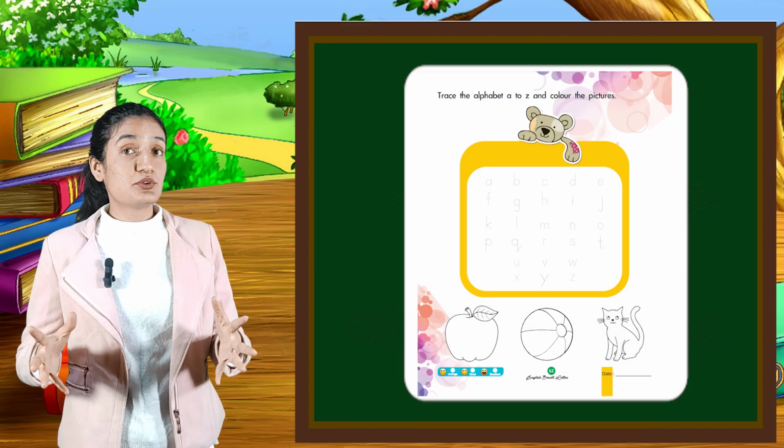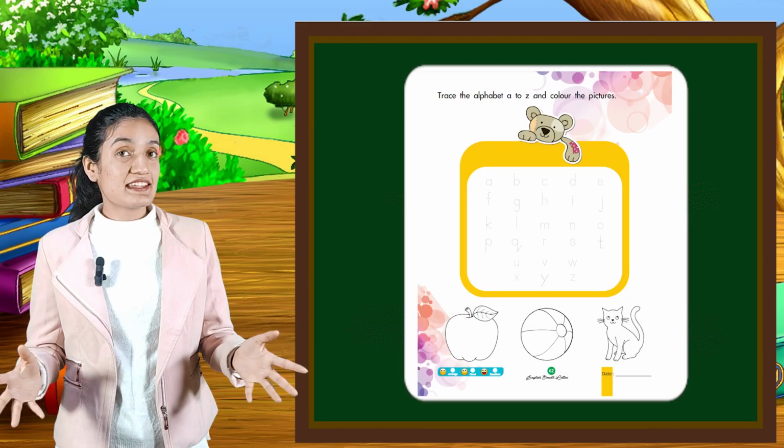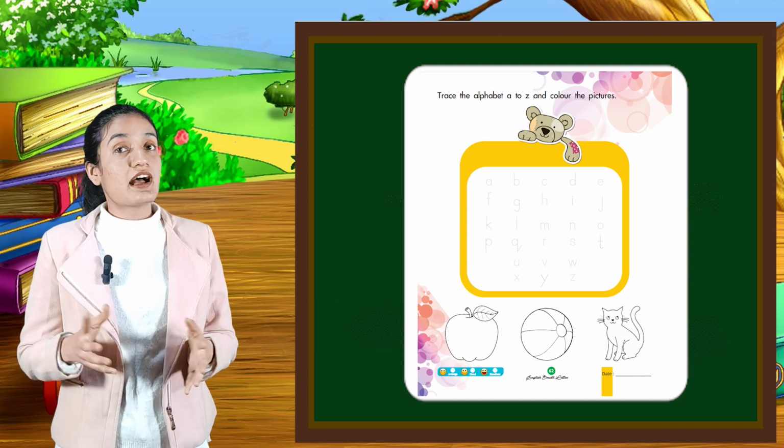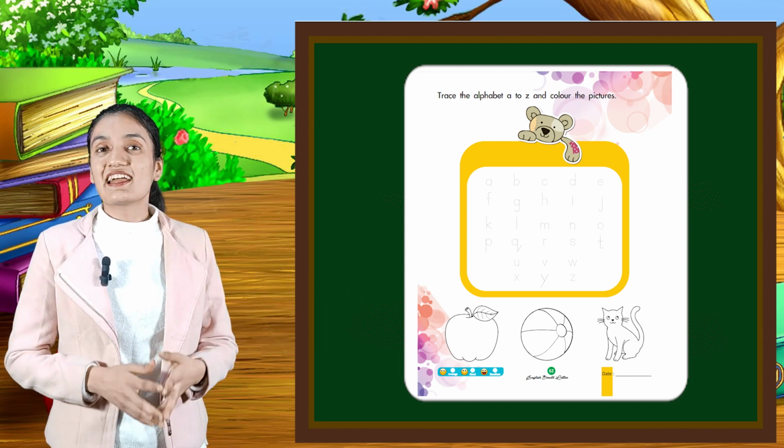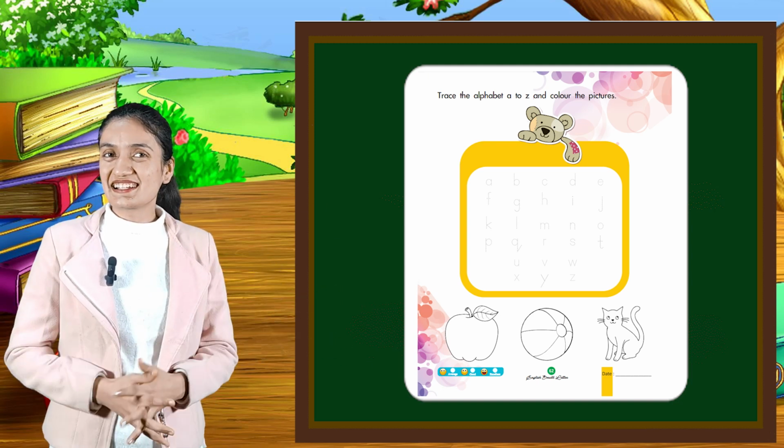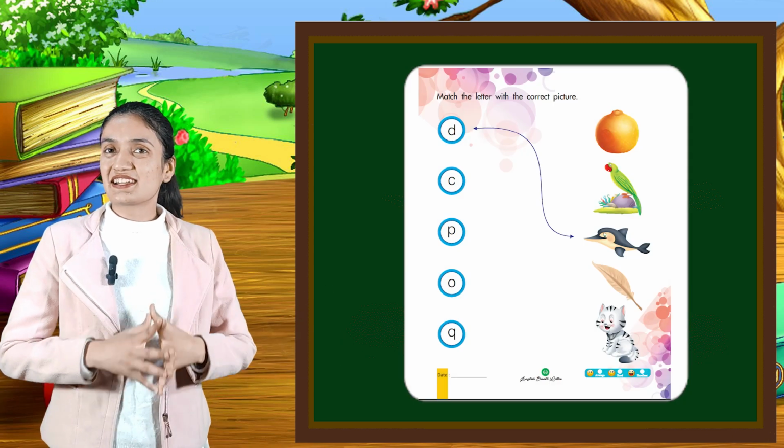Trace the alphabet A to Z and color the picture. Kids, here are some letters. आपको ये letters trace करने हैं और इन pictures को beautifully color करना है. Match the letters with the correct pictures.